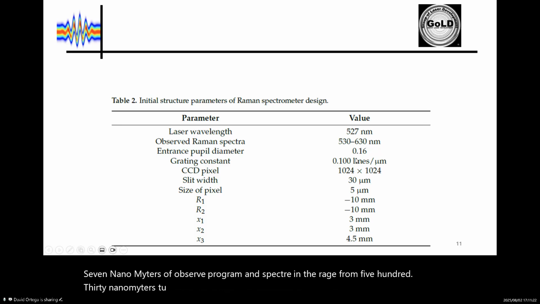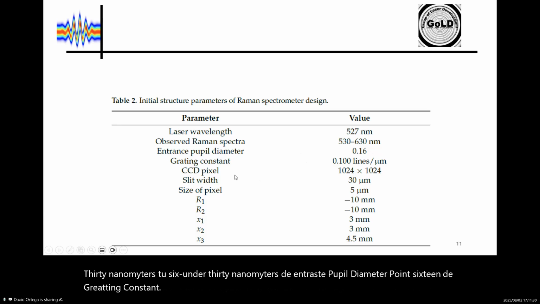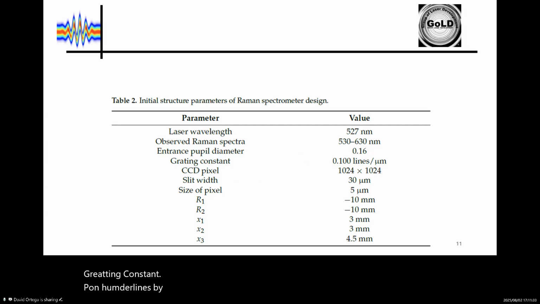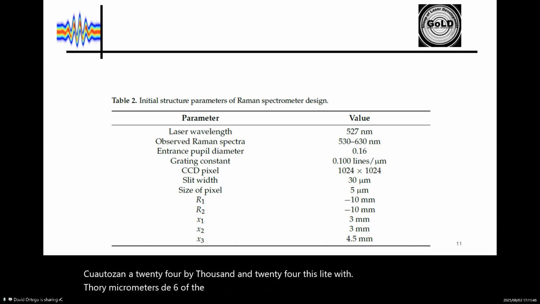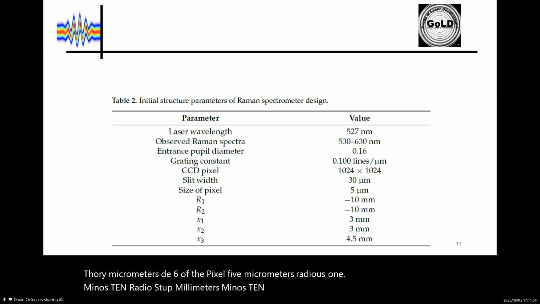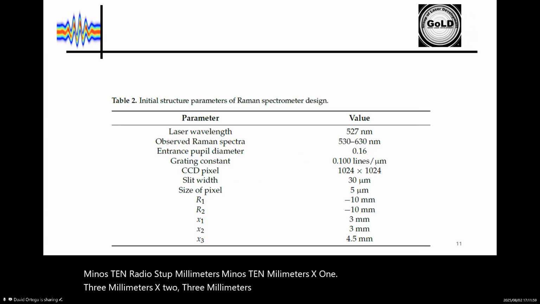The entrance pupil diameter 0.16, the grating constant 0.100 lines per micrometer, the CCD pixel 1024 by 1024, the slit width 30 micrometers, the size of the pixel 5 micrometers, radius 1 minus 10 millimeters, radius 2 minus 10 millimeters, x1 3 millimeters, x2 3 millimeters, x3 4.5 millimeters.